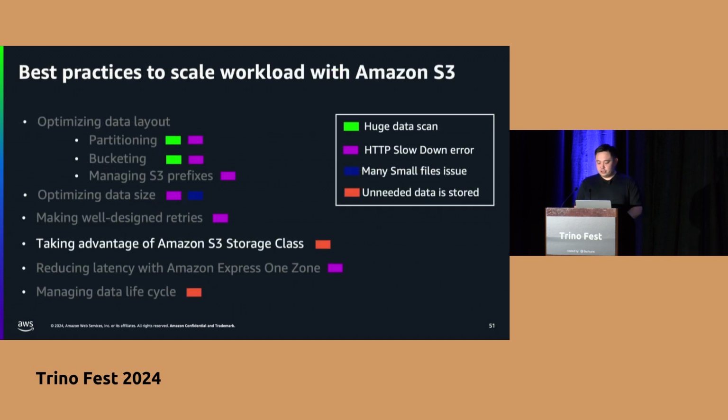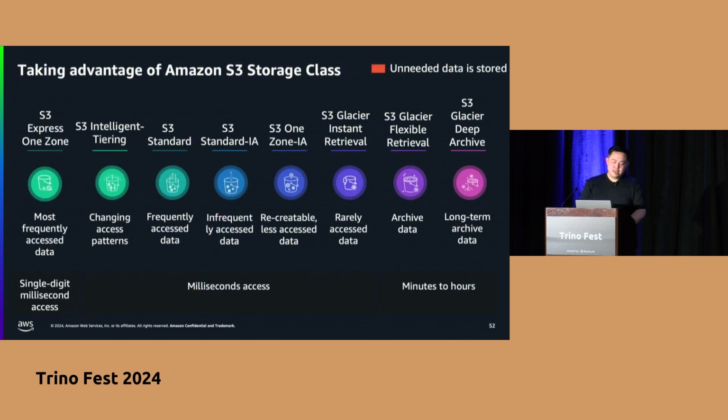So let's move on to taking advantage of Amazon S3 storage class for the challenge of unneeded data being stored. Amazon S3 offers a range of storage classes that you can choose from based on performance, data access, resiliency, and cost requirements of your workloads. And Amazon S3 storage classes are purpose-built to provide the lowest cost storage for different access patterns. So before choosing a storage class, you need to identify your access patterns.